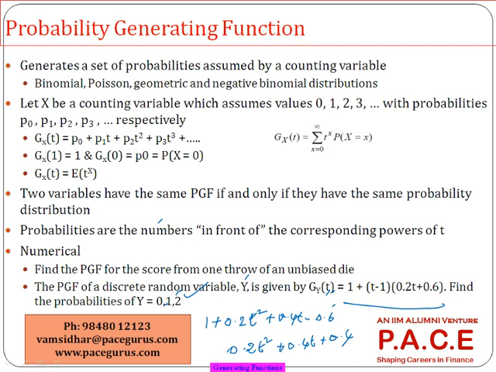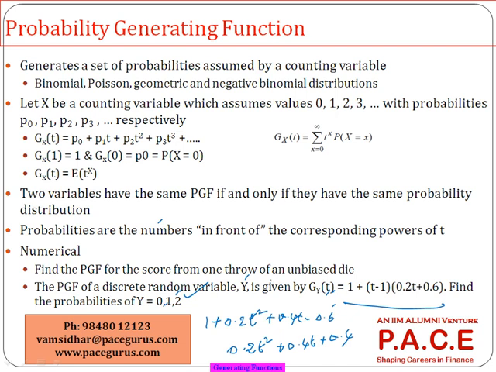What is the probability of y equal to 0? 0.4. What is the probability of y equal to 1? 0.4. What is the probability of y equal to 2? 0.2. Straightforward. So we have no calculations, nothing. Once I have a PGF in place, if I am able to find a PGF for any distribution, just pull out their coefficients. That will give me the probabilities. That is the advantage of having a PGF in place for any kind of distribution.